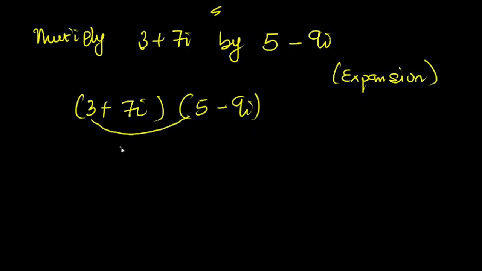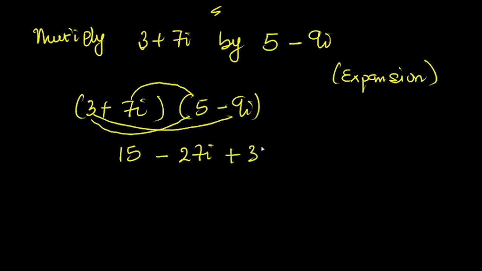5 times 3 or 3 times 5 is 15. Then we go again, 3 times minus 9 is minus 27i. Then we use the second number, 7i times 5 will give me plus 35i. You have to be very careful so that you won't make any mistake. I think we are right so far. Then you go again, 7i times minus 9. I know I'm going to be having a negative value. 7 times 9 gives me 63, and i times i gives me i squared.